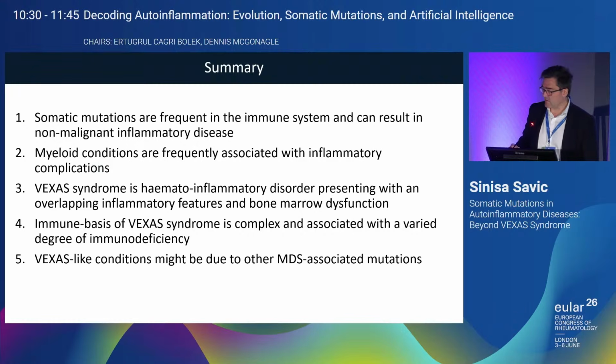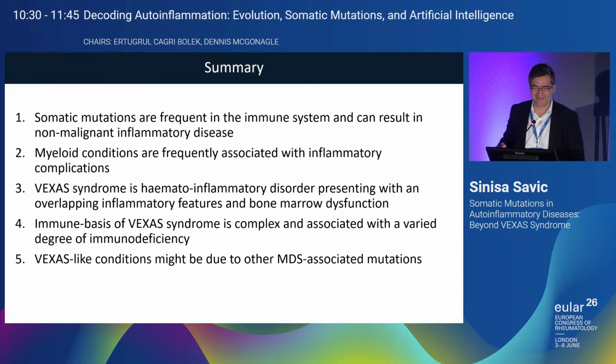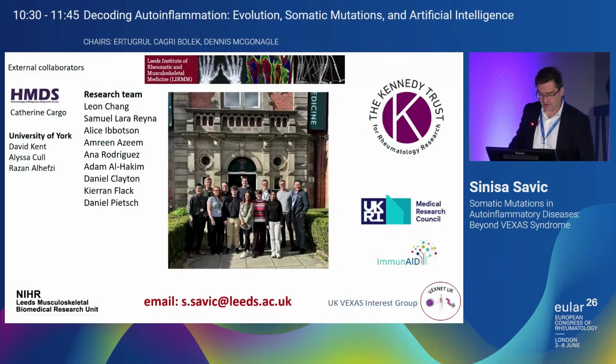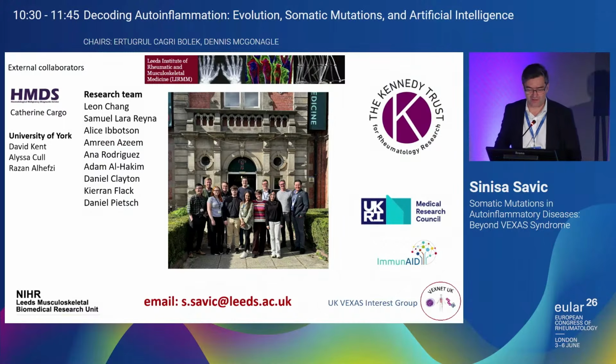I think somatic mutations are beginning to take a more central role in how we think about immune responses, particularly in aging. We are all getting older. I'm getting to the age now where I could get VEXAS syndrome very easily, so it's important to know more about this. And I'm sure we're going to find more of these somatic mutations to explain some of this unexplained inflammation. And thanks to my team, who have been working hard.